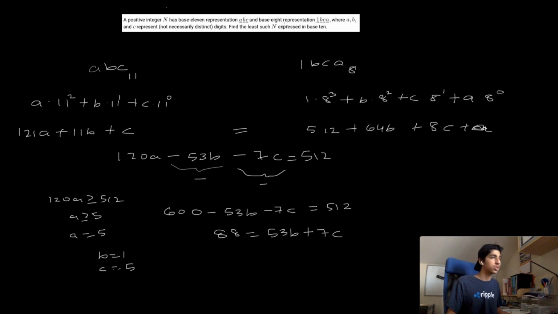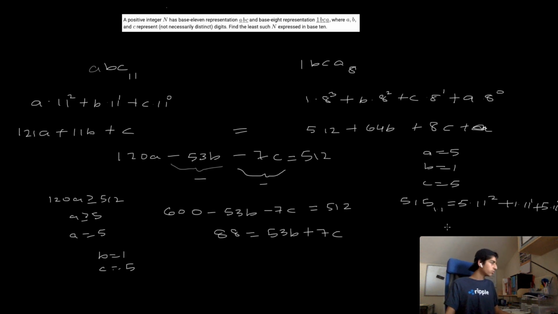We want to find the least such n expressed in base 10. We know that A is equal to 5, B is equal to 1, and C is equal to 5. So we want to convert 515 in base 11 to base 10. So this is going to be 5 times 11 squared plus 1 times 11 to the 1 plus 5 times 11 to the 0. Evaluating this, we get the answer of 621. And this is our answer, and we are done.